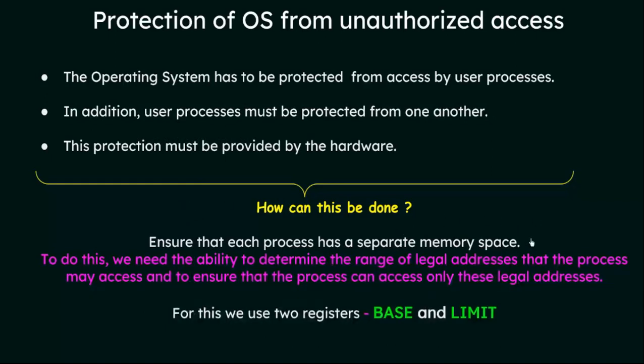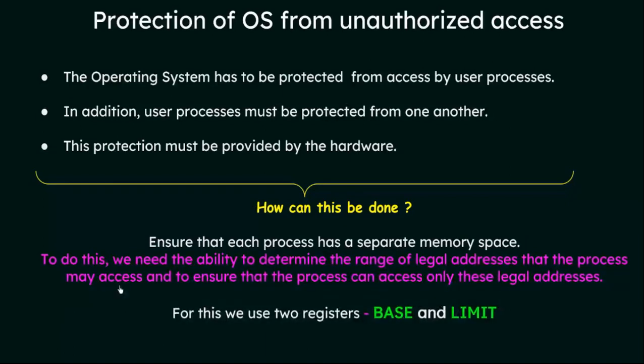So by memory space, we mean that a particular process should be able to operate or make changes only in that particular defined memory space. So we'll be defining memory spaces for each process, and we will say that a particular process can only operate within that defined memory space. Here, we have to determine the range of legal addresses that the process may access, and we should ensure that the process can access only those legal addresses.